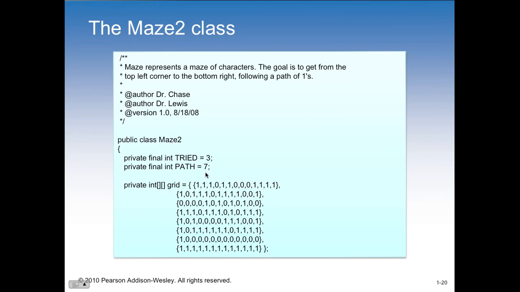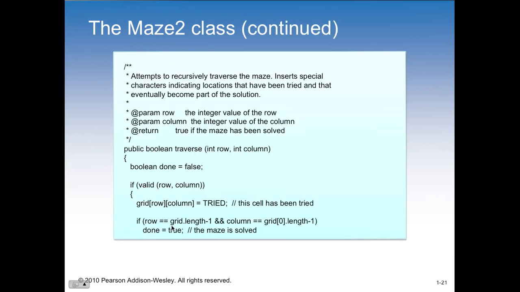We're going to just set these initial values of how we're going to change the numbers that are in this grid. And the grid's going to be a two-dimensional array that's going to hold this. We're just going to change the numbers in the two-dimensional array, essentially, to say we visited or we didn't visit it, to keep recursively trying to find different sets of numbers that might work. So the attempts of the recursive traverse of the maze insert special characters indicating the location that has been tried and that eventually becomes part of the solution. If it's on the path, it gets marked as a path space. If it's been tried and visited, but it's not on the path, it's going to be marked as a visited space, but not part of the path.